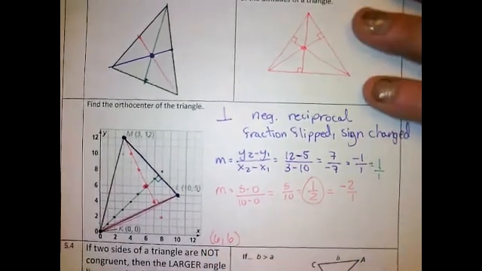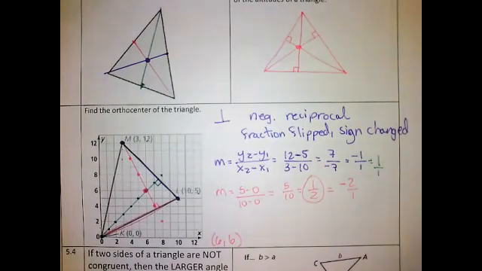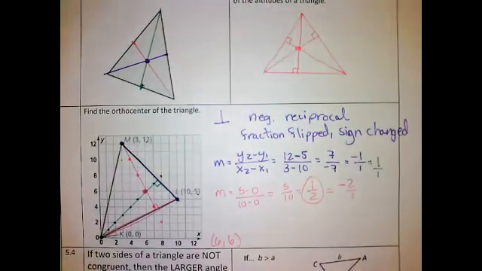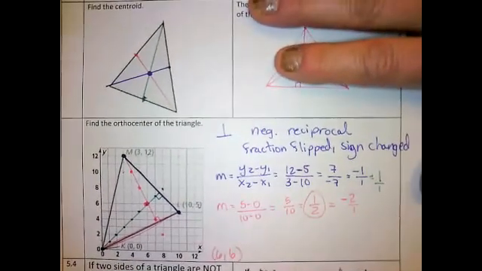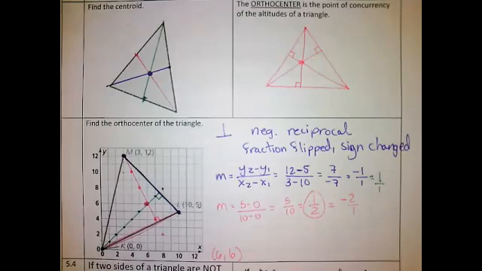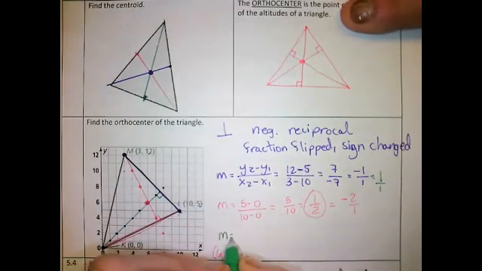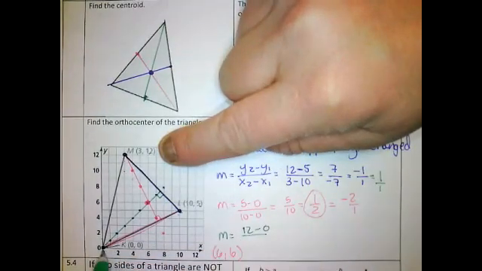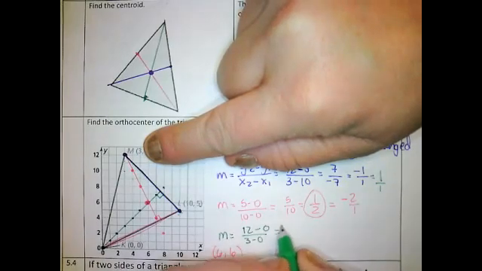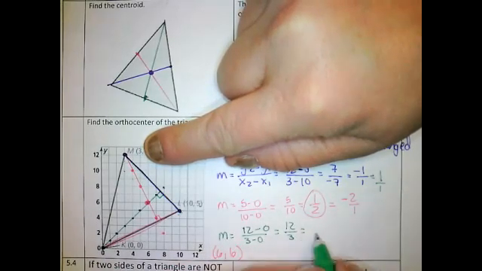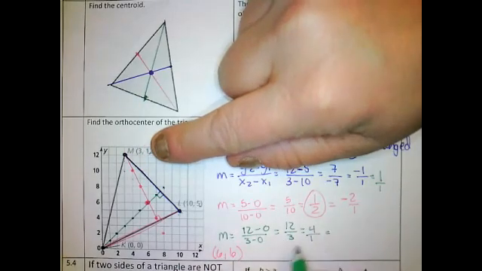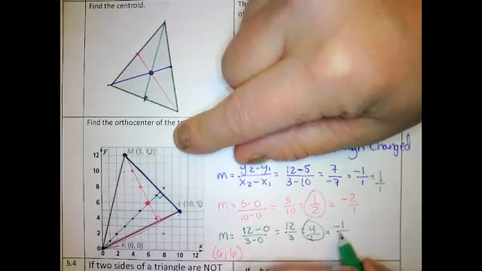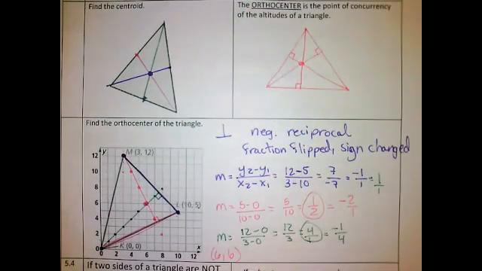And I'm just going to double check it by doing my third and final segment here. You don't have to, but I'm going to go on ahead and check it, because if you check it and they all intersect at the same spot, then you know you've done it right. If you only do 2 lines, then it could be right, but you could have made a mistake. So we're going to have M equals 12 take away 0 over 3 take away 0. So that's going to be 12 over 3, which reduces to 4 over 1. Now I'm going to flip that and change the sign. So it's going to be negative 1 over 4.